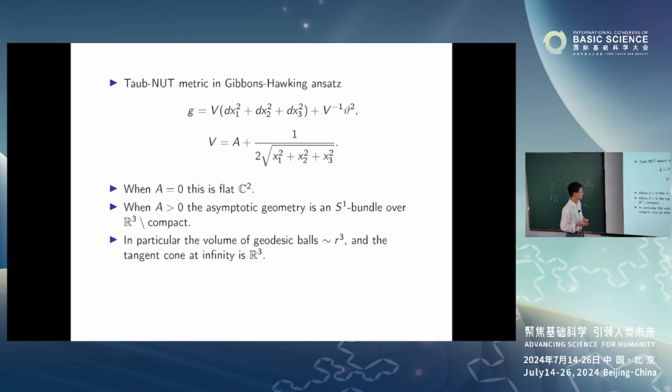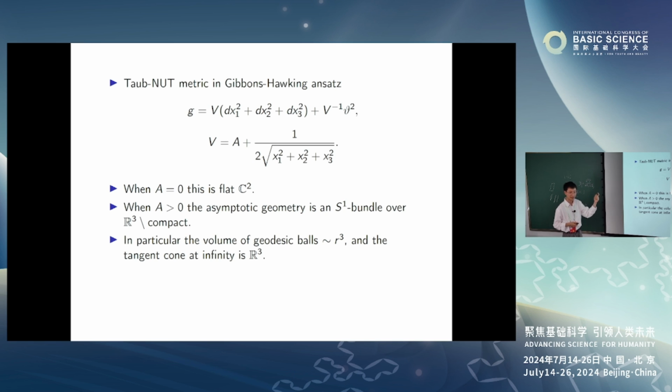Now when A is bigger than 0, the asymptotic geometry of this thing is an S1 bundle over R3 outside a compact set. So what happens is this. You have 3 real directions along x1, x2, and x3. The whole thing is an S1 bundle over this. So there are 3 directions where you can grow, and there's an S1 bundle where the S1 fibers, asymptotically near infinity, the length of those fibers tend to a constant. And that constant is kind of inversely related to A in some way. So when A is bigger than 0, those S1s have finite length as you tend to infinity.